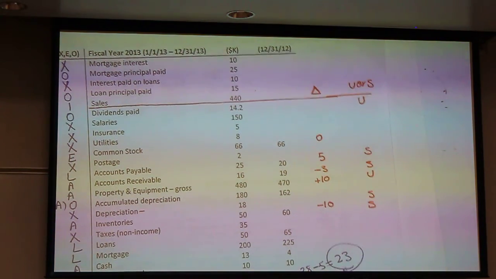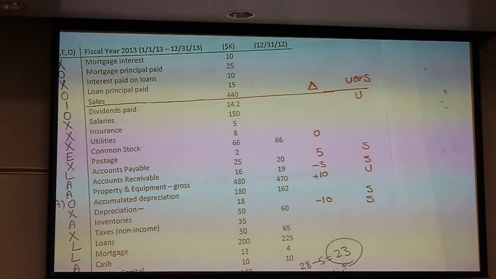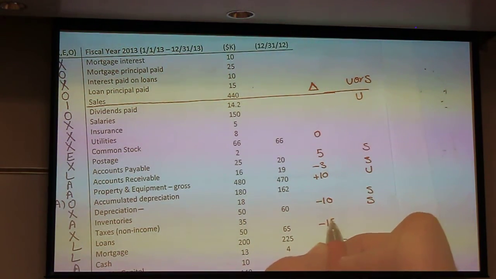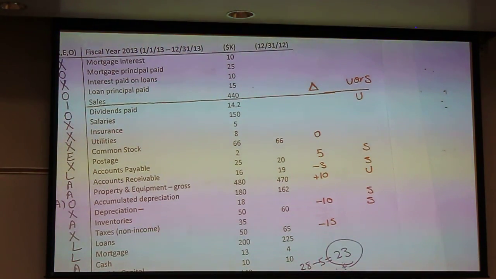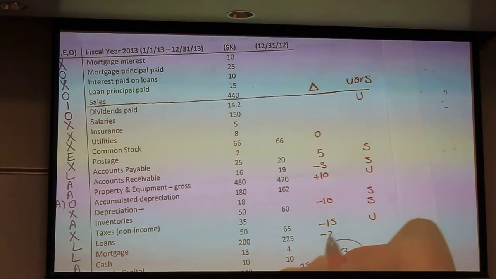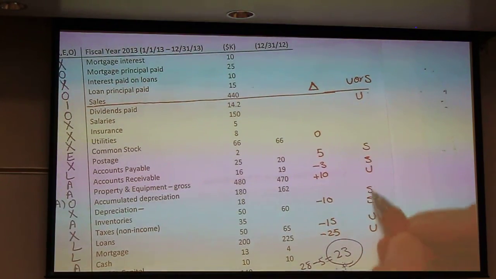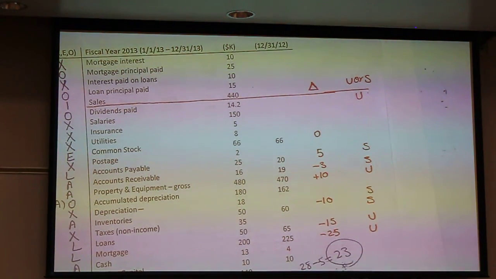What's next? Loans. It was 65, now it's 50, so -15. Loan is a liability. Decreasing liability is a use of fund. It means that you have paid your debt. Mortgage, 225, now it's 200. -25, use of fund, because you have paid your mortgage, $25,000. So we're good. 1, 2, 3, 4, 5, 6, 7, 8. Should have 8.